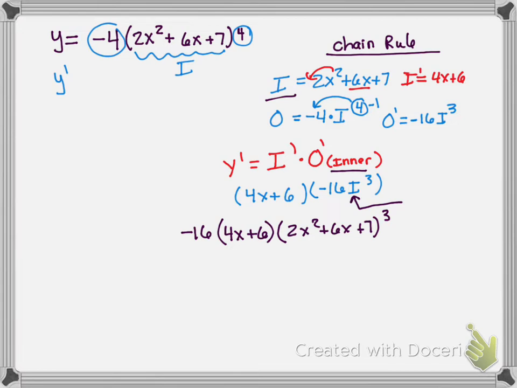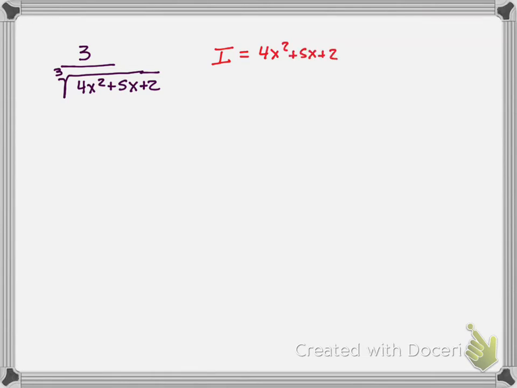Now let's take a look at another one. In this case, our inner function, it's composite again, our inner function is 4x squared plus 5x plus 2. We know we'll need the derivative of that, so I prime will just be 8x plus 5. That's the easy part. The harder part is that the outer function is equal to 3 over the cube root of whatever that inner function was.